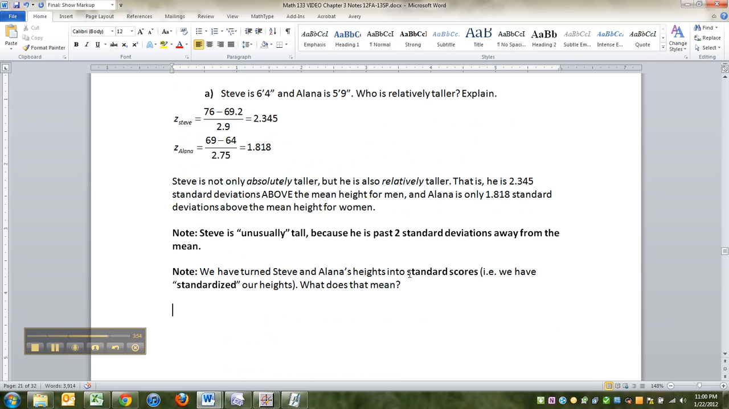All right, we have turned Alana's and Steve's heights into standard scores. So what does that mean? We eliminated the differences between men and women by paring them down to z-scores that can be directly compared, even though they're from different groups.